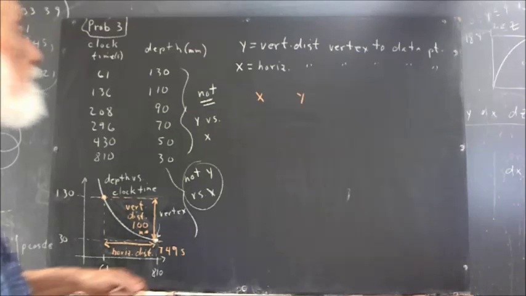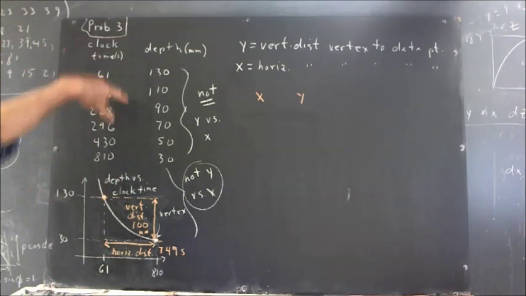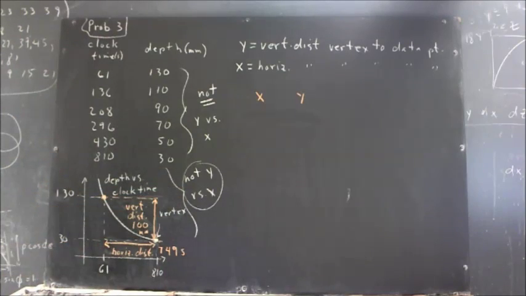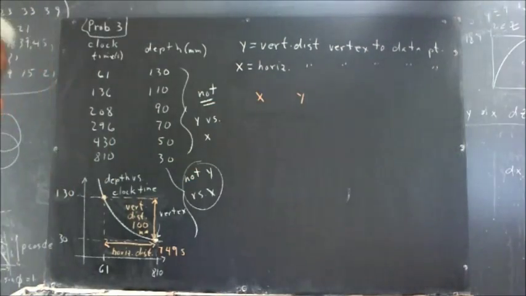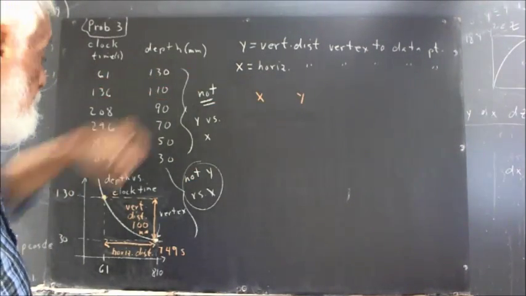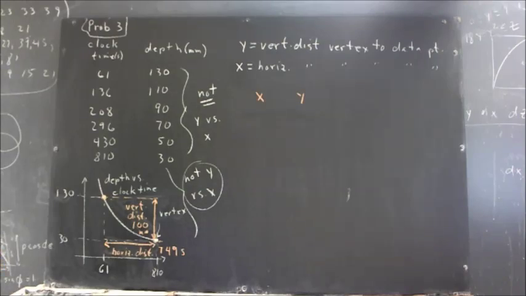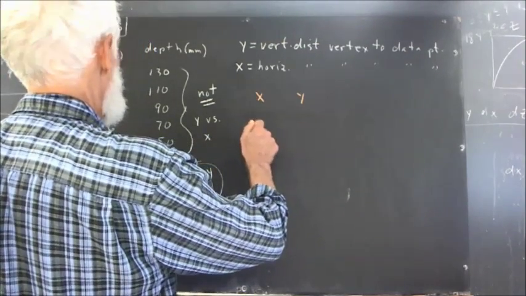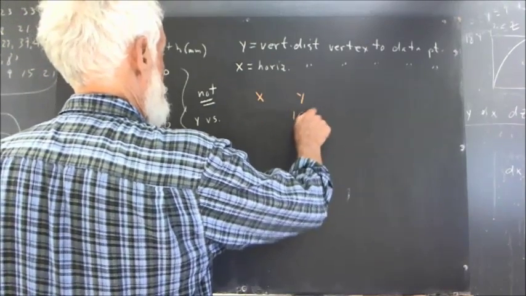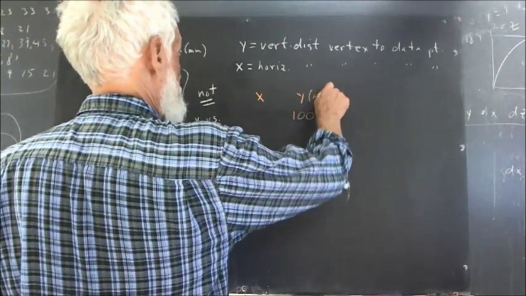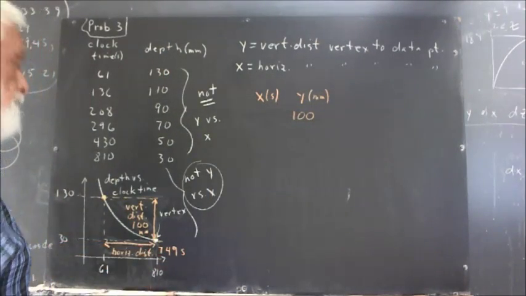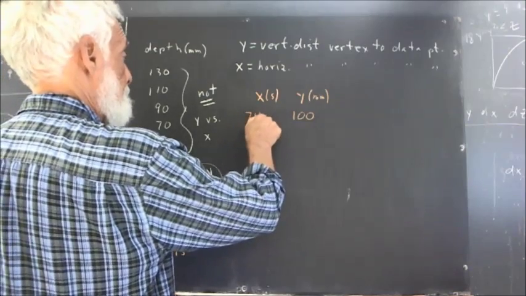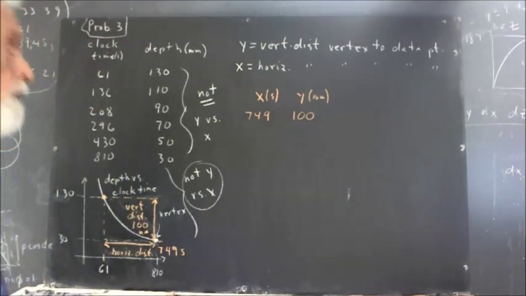Okay, so this graph is not y versus x. Y and x are defined here, so when you do a table of y versus x, for the first point, the y value is 100. Of course, y will be in millimeters, and x will be in seconds, and x will be 749. Now you can do a similar calculation for every point.